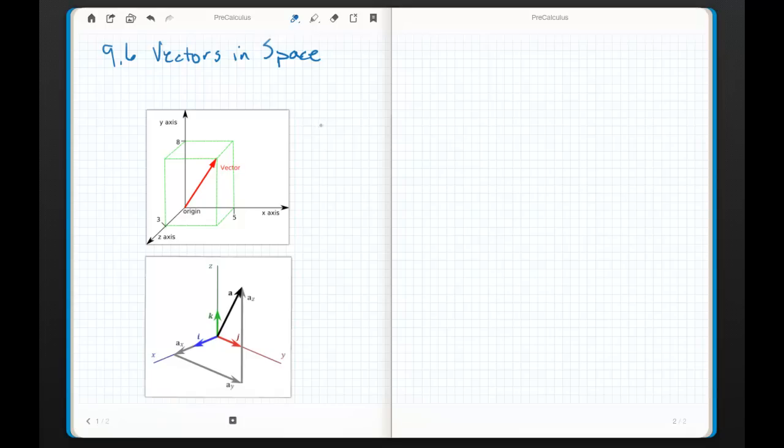It's me. We're going to talk a little bit about section 9.6, vectors in space. I pilfered a couple of good pictures off of the internet to show you how vectors in space work. Now, I want to show you a couple things first.